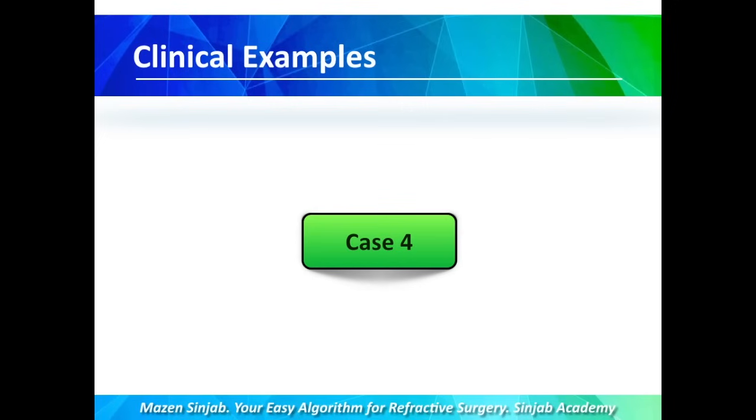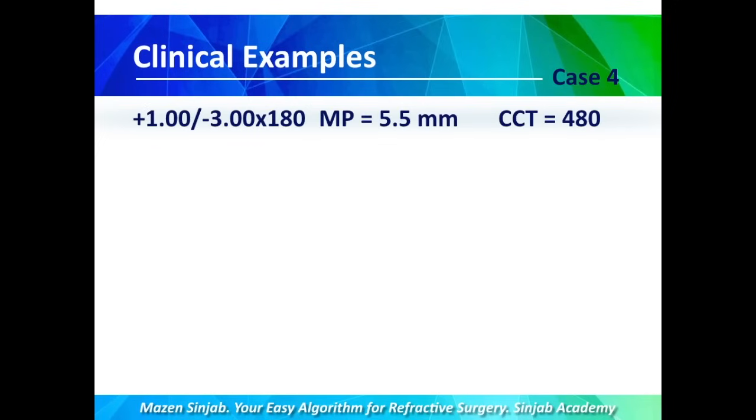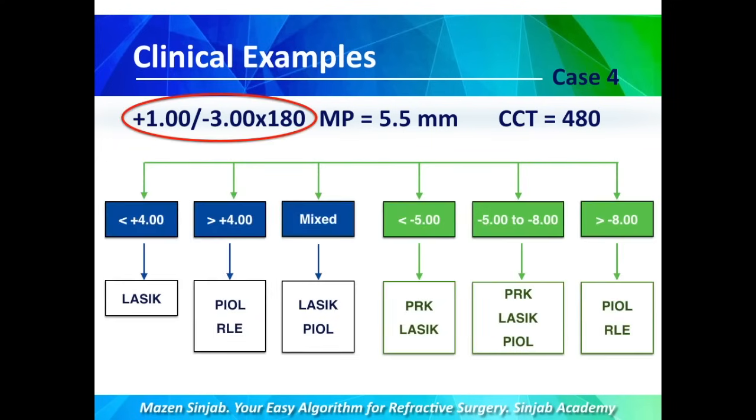Case number 4. A patient has mixed astigmatism, +1 diopters sphere, -3 diopters cylinder. His mesopic pupil is 5.5 millimeters, and his pre-op corneal thickness is 480 microns. According to the algorithm, he has mixed astigmatism, and we have 2 options, LASIK and phakic IOL.